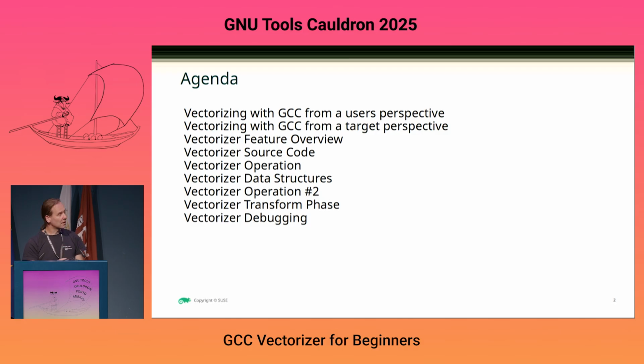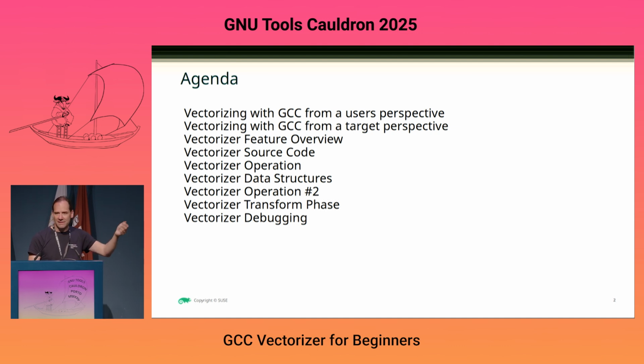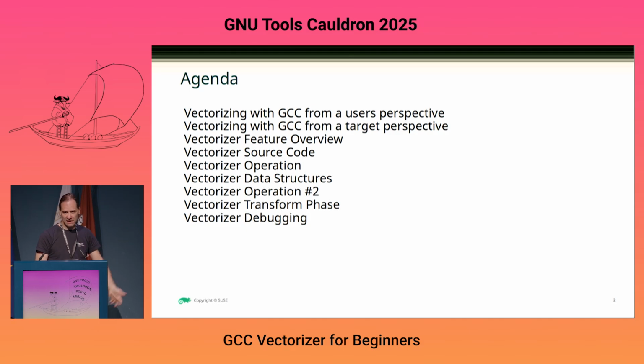Then I want to give an overview of the features of the vectorizer. It's probably going to be features of vectorizers in general, but specifically in this case, what the GCC vectorizer can do. Then I will very briefly outline the source code structure of the vectorizer, like where you will likely find portions of the vectorizer.